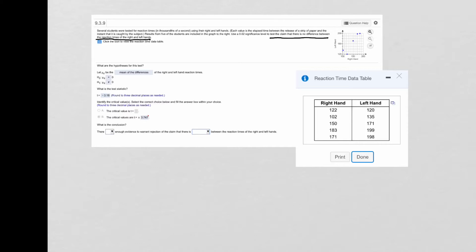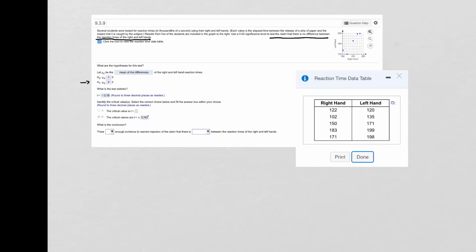we have those here: mu sub d is equal to 0, and mu sub d is not equal to 0. Since the claim is that there's no difference, that's saying that mu sub d is equal to 0, and the opposite of that would be not equal to 0. So there's no indication of greater than or less than. That's why we go with that, and we've got our null and alternative hypotheses.